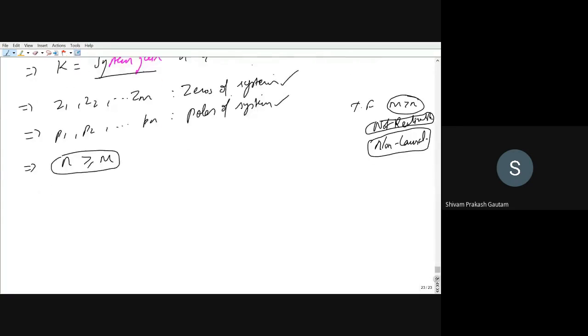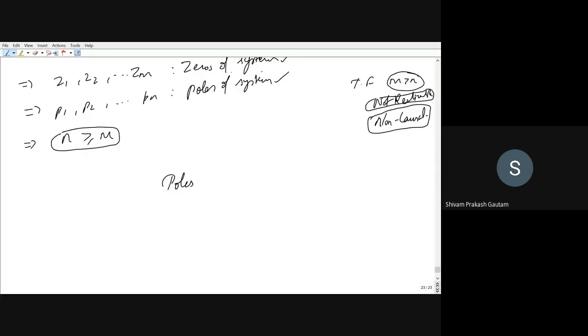So poles and zeros, we have already seen what are poles and what are zeros, but just for your reference, I will again tell you. Poles, this is again a very important concept. Poles are the roots of the denominator of the transfer function.